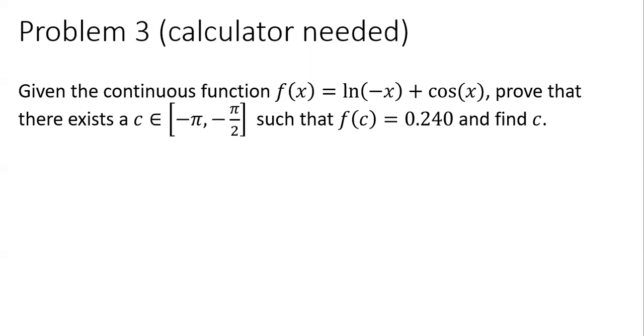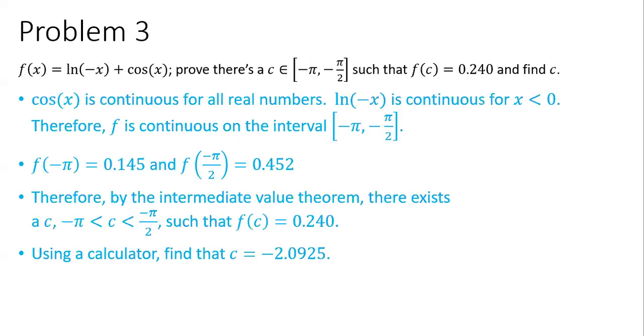Okay, number 3, I think this is the last one in this section. This is pretty quick. Given the continuous function f of x is this guy, prove that there exists a c in this interval such that f of c equals 0.24 and find c. So you need a calculator for this one. The part where you need the calculator is this find c part. Okay, but we can do the proof first.